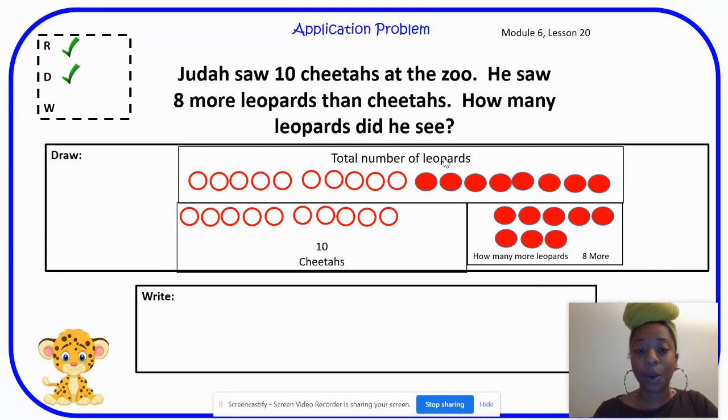We just drew our story problem out. How many total number of leopards did Judah see? He saw 18 total leopards. Nice work. Let's write our number sentence to match the story problem. 10 plus 8 equals 18, or 8 plus 10 equals 18. Our statement is Judah saw 18 leopards at the zoo. Good job, you guys. We just read it, drew it, and wrote our statement.